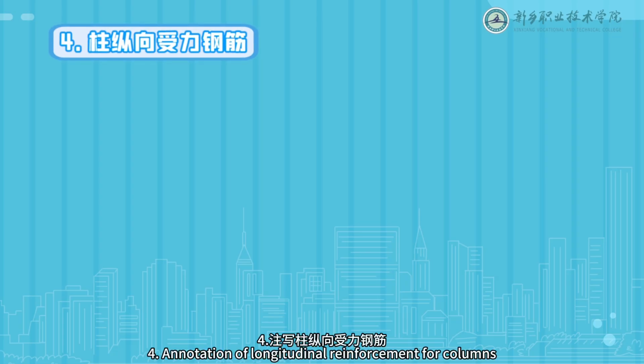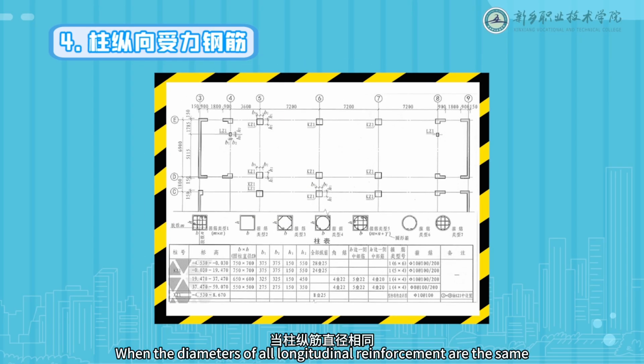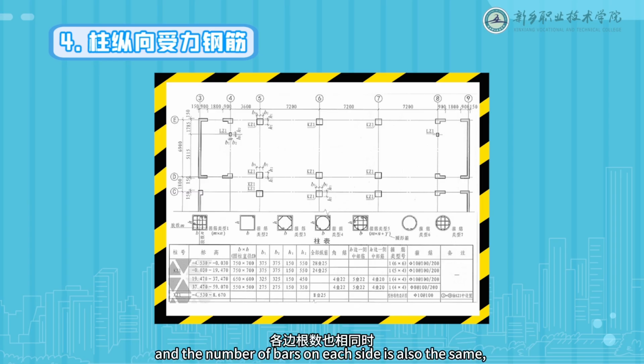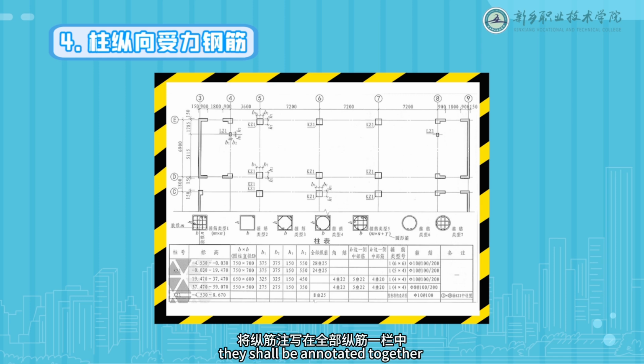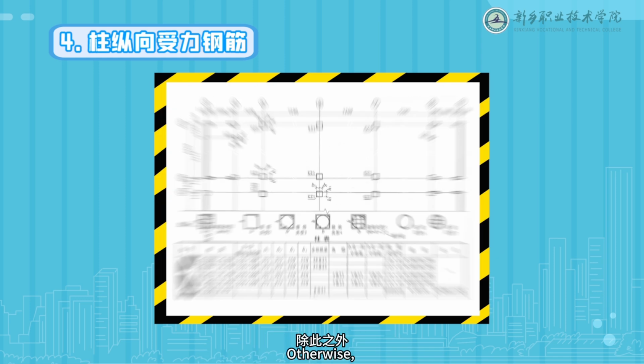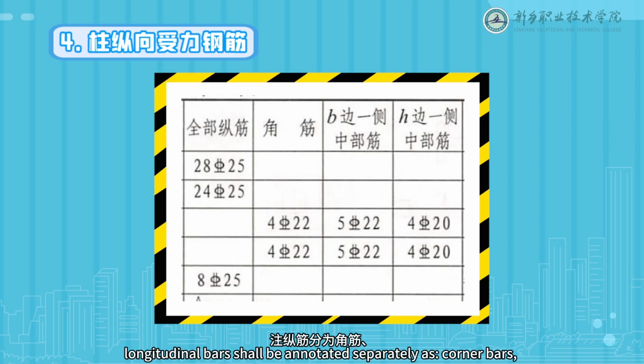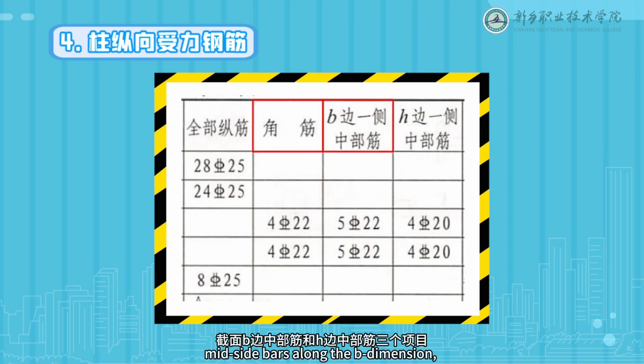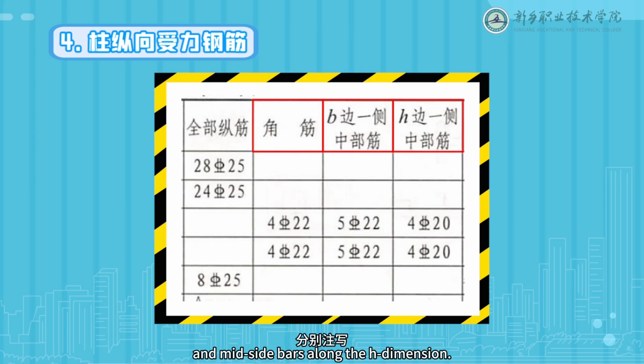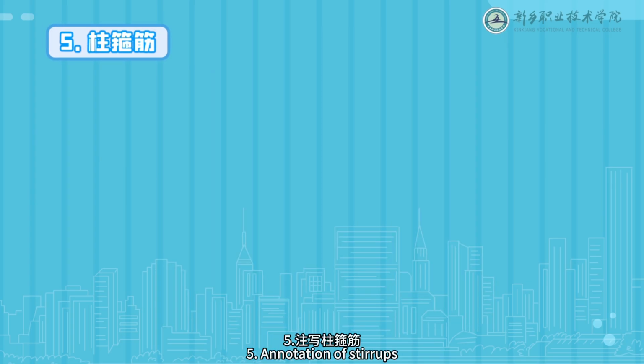Fourth, annotation of longitudinal reinforcement for columns. When the diameters of all longitudinal reinforcement are the same, and the number of bars on each side is also the same, they shall be annotated together under the all longitudinal bars column. Otherwise, longitudinal bars shall be annotated separately as corner bars, mid-side bars along the b dimension, and mid-side bars along the h dimension. Fifth, annotation of stirrups.